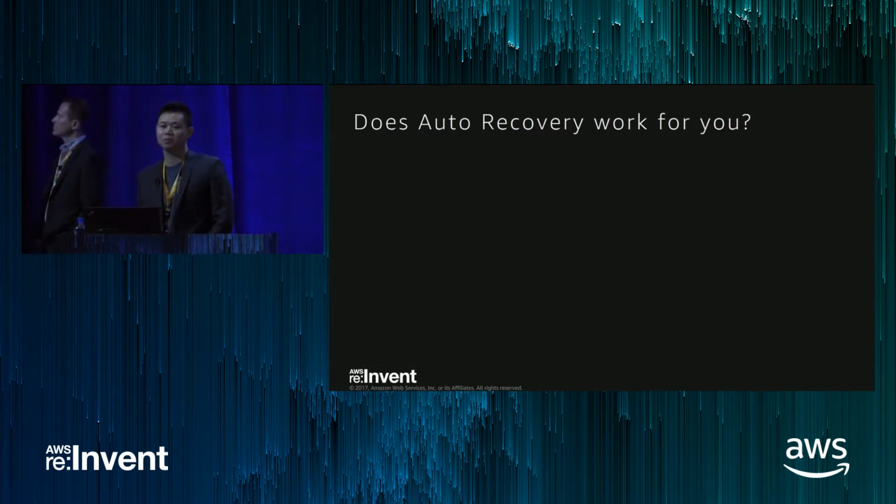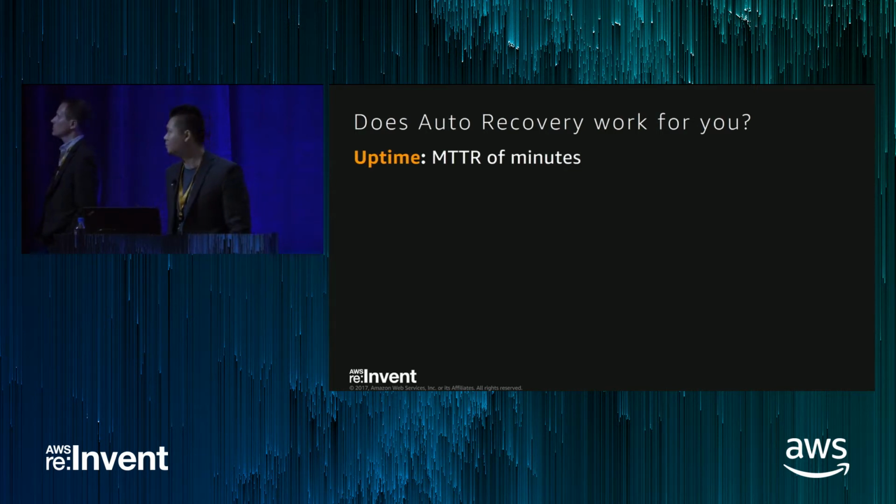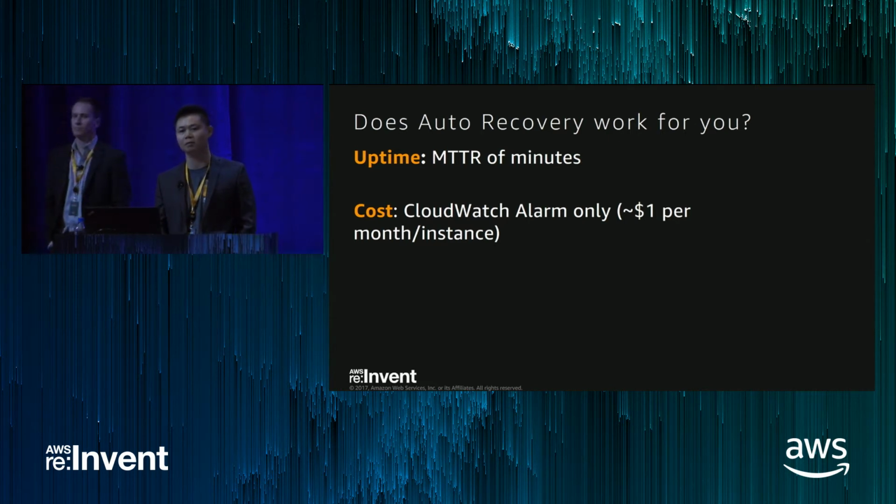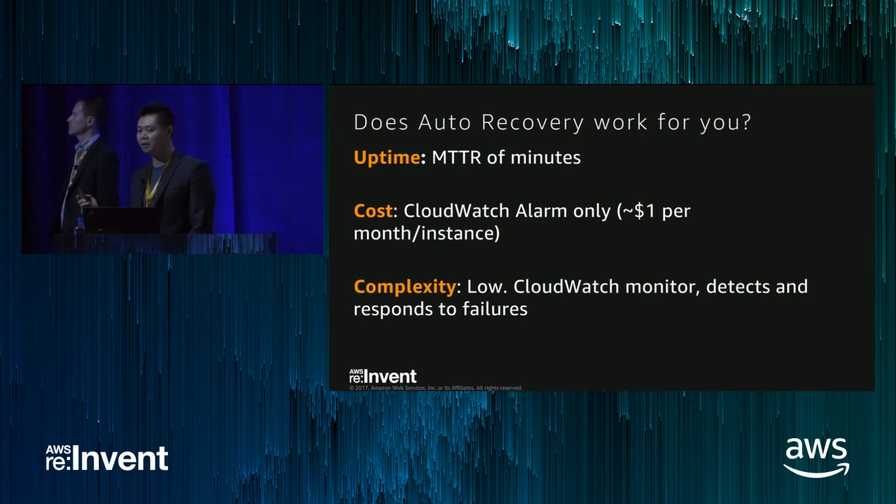Now, to help you see whether auto recovery works for you, let's go through those four principles we talked about earlier. MTTR for auto recovery can be minutes. Costs: the cost of a CloudWatch alarm is $1 a month, typically per instance. Complexity: it is pretty much limited to the CloudWatch alarm being set up.